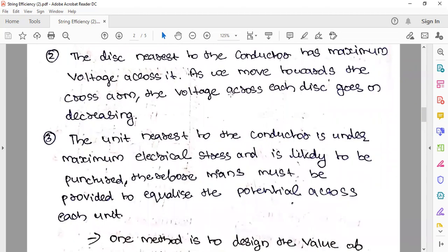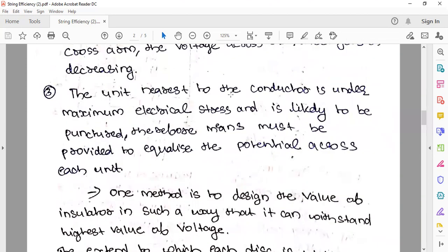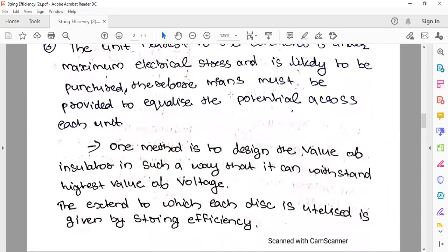The unit nearest to the conductor is under maximum electrical stress and is likely to be punctured. That means the insulation can get destroyed. Therefore, means must be provided to equalize the potential across each unit. To get highest efficiency, the potential across each disk should be the same. One method is to design the insulator in such a way that it can withstand the highest value of voltage.